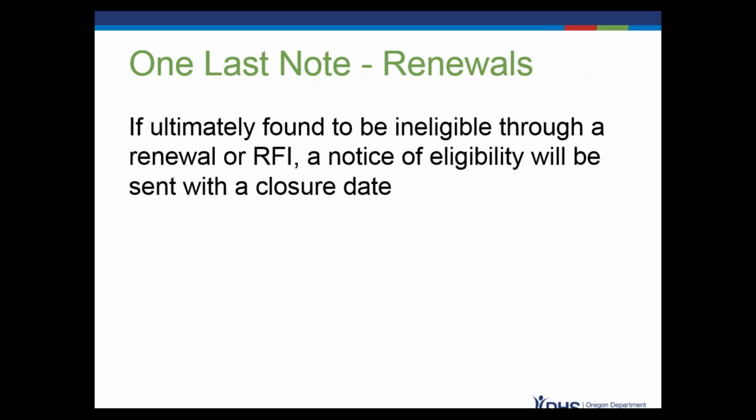One last note about renewals is that if at any point in time during this process someone is found to be ineligible, a notice of eligibility will be sent with a closure date. So a lot of the examples we just gave were for people who are continuing to be eligible. There's always a chance that we get information that causes us to find that person or that household to be ineligible, and then they will get a closure date with that notice of eligibility.